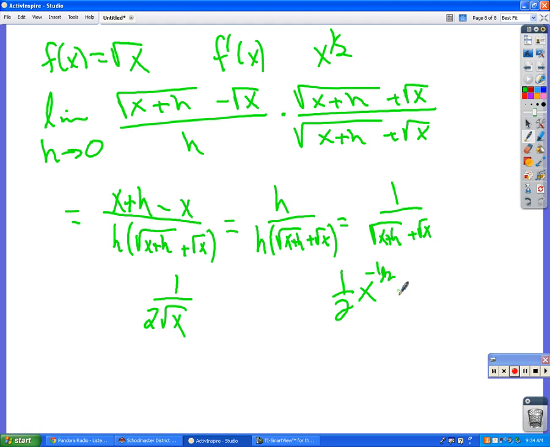But what is x to the negative 1/2? Square root of x, but on the bottom. So this is 1 over 2 times the root of x. Okay, so you can still use that secret rule right there. You just have to recognize that as an exponent instead of a square root.